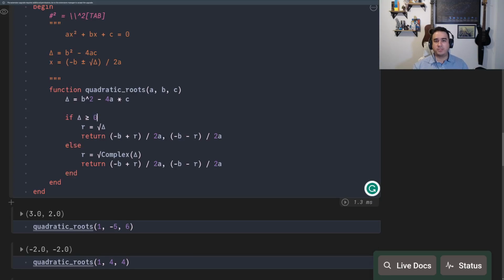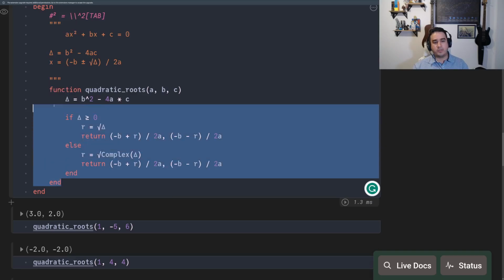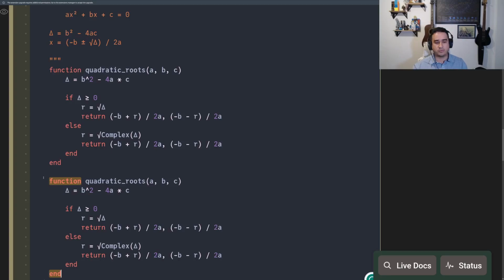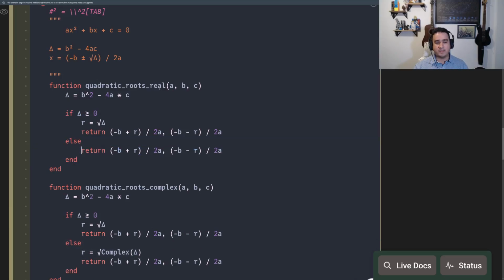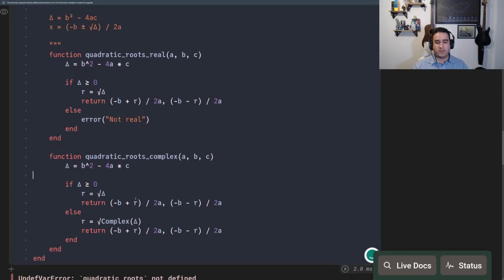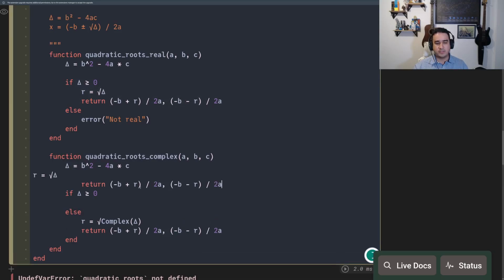Now we get to multiple dispatch, which is how I can have both those things at the same time and still solve this issue. So here what I'm going to do is have two versions of the same function. In another language, I could have, for instance, quadratic_roots_real and quadratic_roots_complex, right? So for the real part, if delta is positive, that's fine. Otherwise, I'm going to raise an error. Let's do a simple error here, which just calls the function error, "not real". And for the complex case, we actually don't have to do anything. We just do this, and we assume that it works.